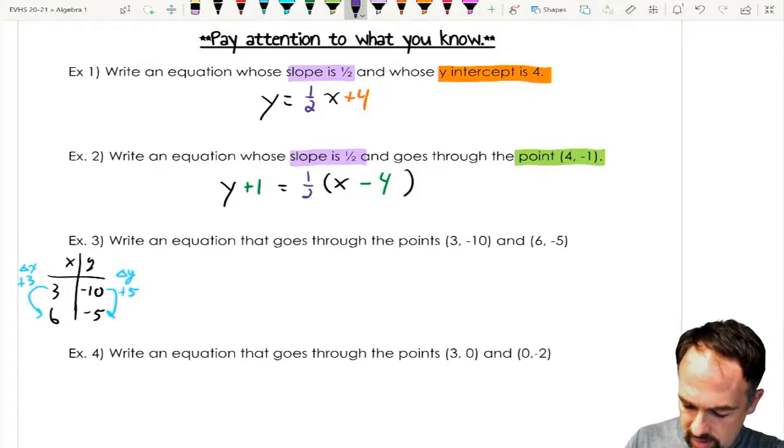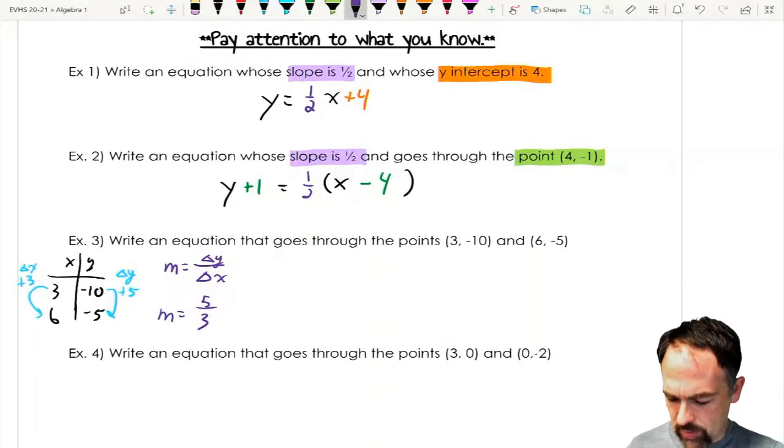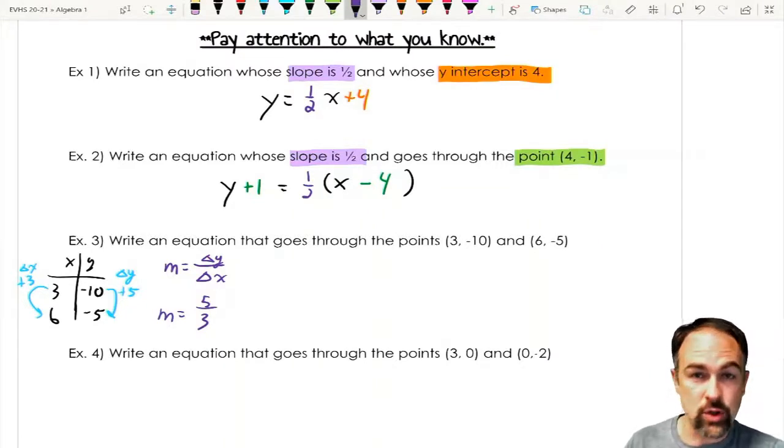So my slope is, well, delta y, change in y, divided by change in x is 5 over 3. Okay, so now I've got my slope. Now I just need to pick a point. And honestly, you can pick either one.